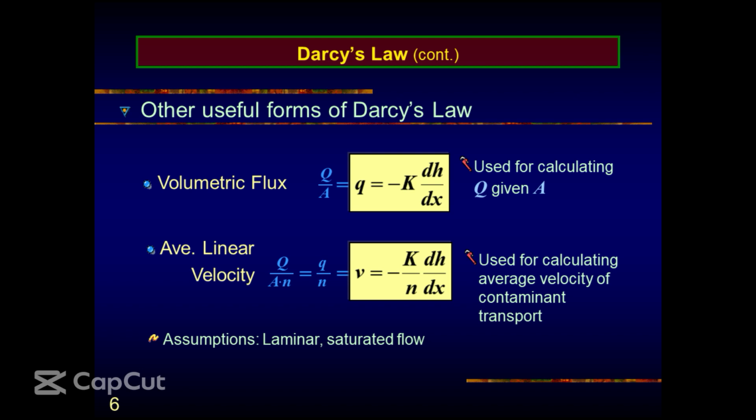Which is obtained by correcting the area. Instead of using just A, we multiply the area with n, because that will give us the area of the voids. And this we call the average velocity, used for calculating average velocity of contaminant transport, and called average linear velocity. The assumptions inherent in this formulation are that the flow is laminar and the aquifer is saturated.